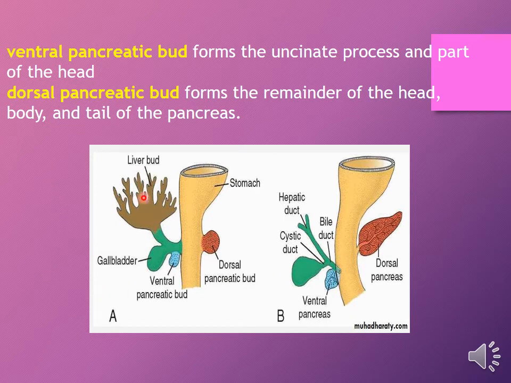This picture shows two lobes of the pancreas. This is the ventral pancreatic bud, and this is the dorsal one. They are separated at the beginning, then they will meet together during growth due to the rotation of the duodenum. So they will rotate in this direction and meet, forming the final structure of the pancreas.